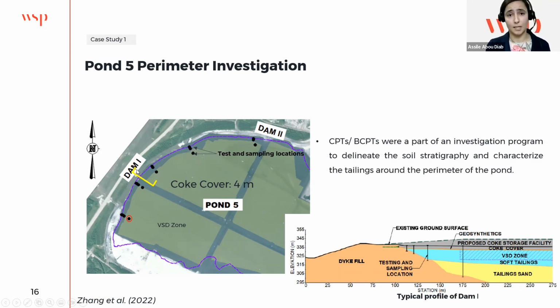So in addition to CPTs and ball CPTs, we also took some samples and did some lab testing, showing a typical cross-section of the dam here. You can see the fill, tailings sand, the tailings, and the coke cover on top of the tailings. This is the final design, and this dark line shows the actual coke cover here. At the time of the perimeter investigation, it was at 4 meters thick. I'll be focusing on one CPT location, and this location is here, so it will cover a bit of the coke, tailings, and tailings sand.